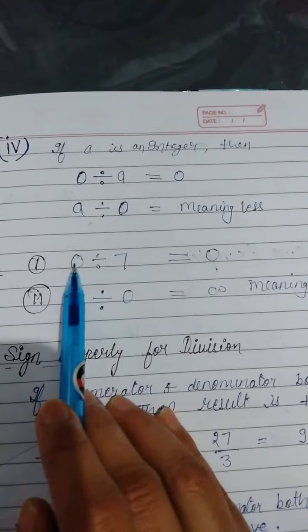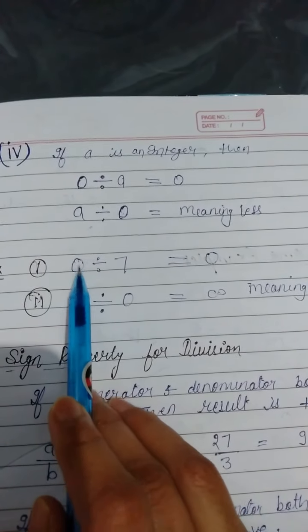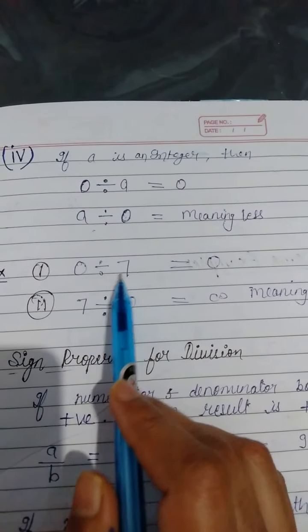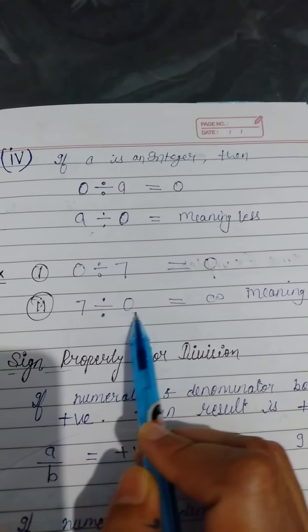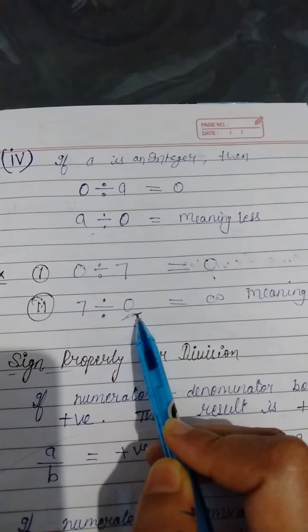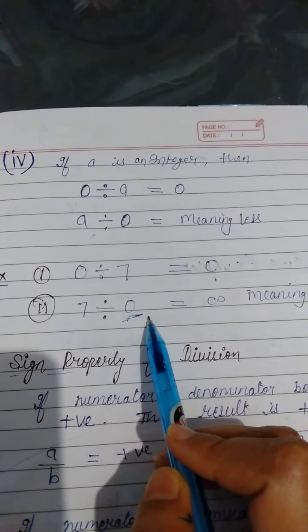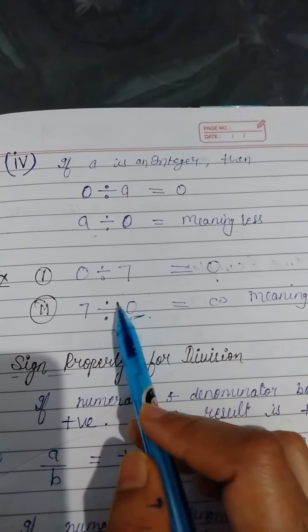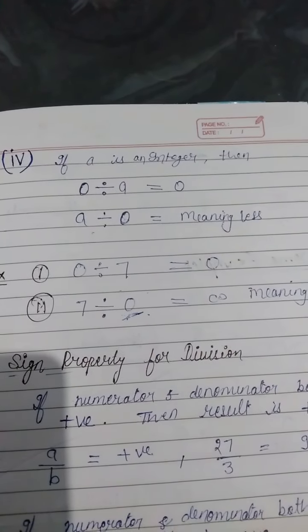Like 0 divided by 7, here 0 is being divided, so the result is 0. But if 7 is divided by 0, that means the denominator is 0, and the result will always be meaningless. In the denominator there should not be 0, otherwise it is meaningless.